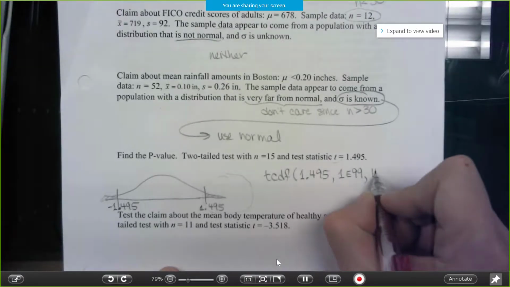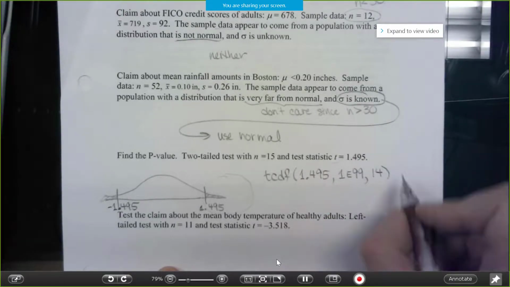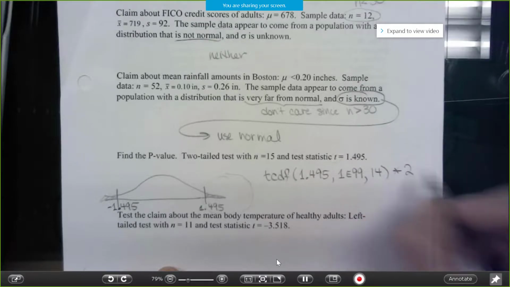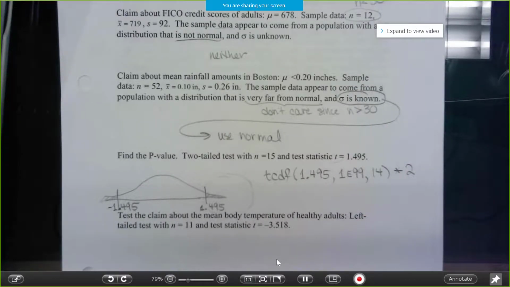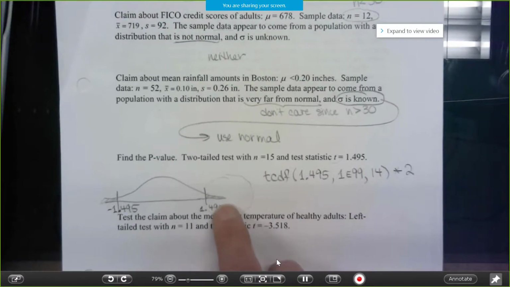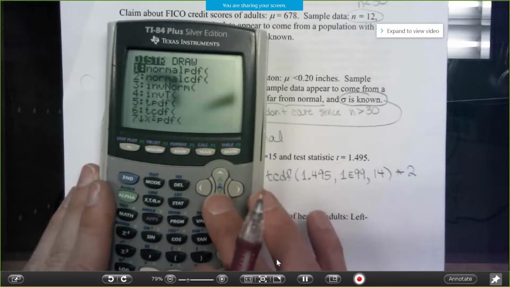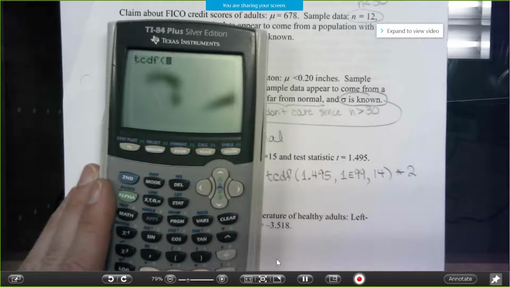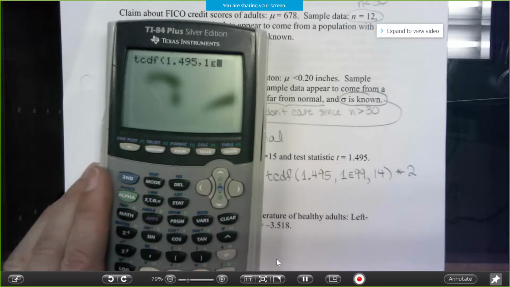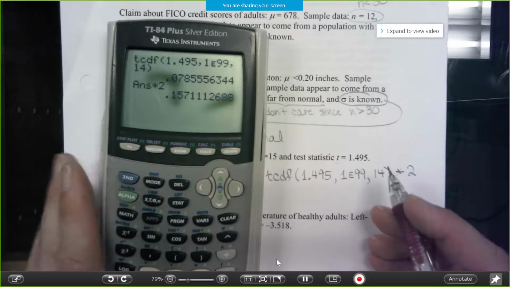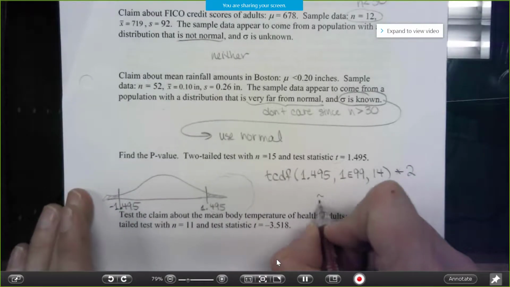14. And then when I'm done with that, I'm going to multiply my answer by 2 because I have 2 tails. This will find the area in this tail, and then I want the area in both. So I get 0.1571 about.